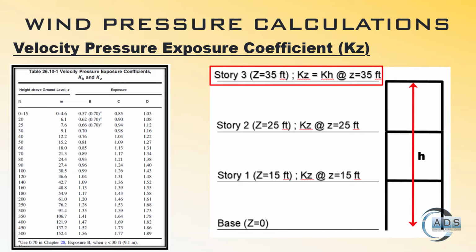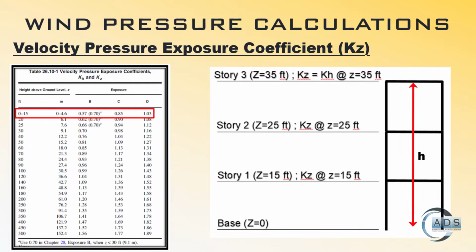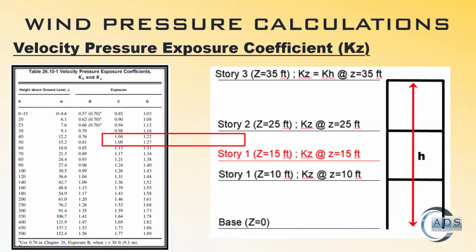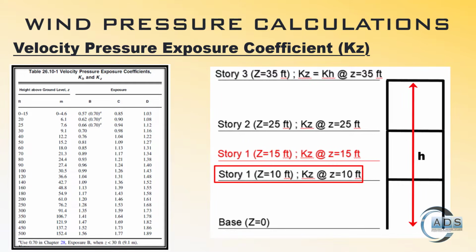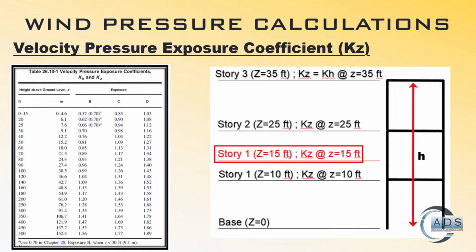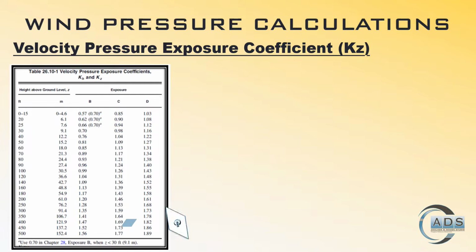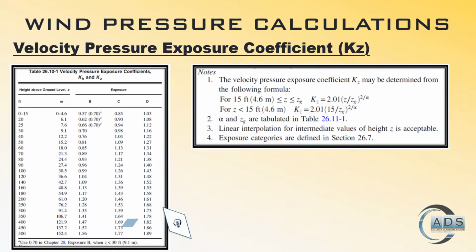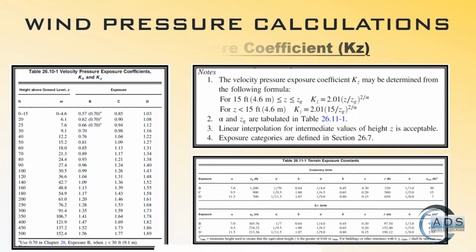One thing which is important is that from z equals 0 to 15 feet or 4.6 meters, Kz is the same. For example, in this frame, story 1 is at z equals 10 feet and z equals 15 feet is in between story 1 and 2. So two separate Kz values are to be calculated for story 2. Kz can be computed using these equations as well. In these equations there are zg and alpha. Both can be picked from the table shown against exposure category.